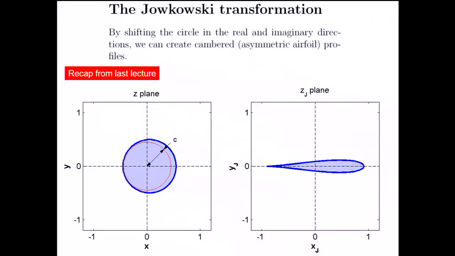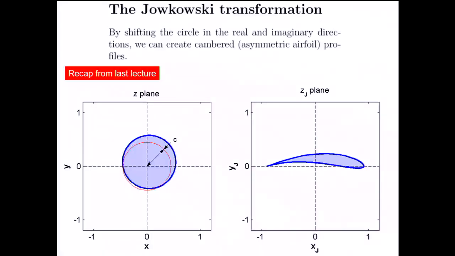And another thing we can do is, what we have done so far is to generate symmetric airfoils. We can also generate cambered airfoil, this kind of asymmetric airfoil, by shifting this blue circle along the y-axis, along the imaginary axis. So we can shift it up while keeping these two circles crossing each other at this critical point. And we can get this cambered airfoil in the transformed plane.